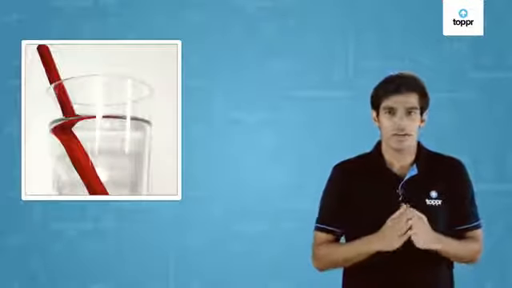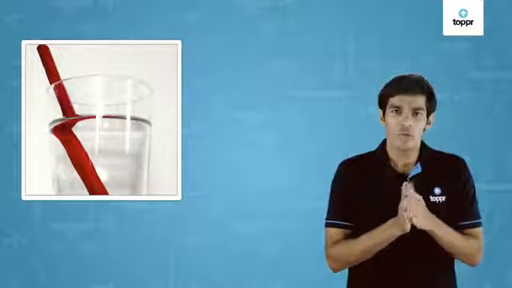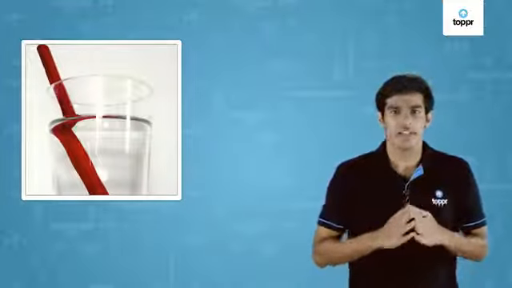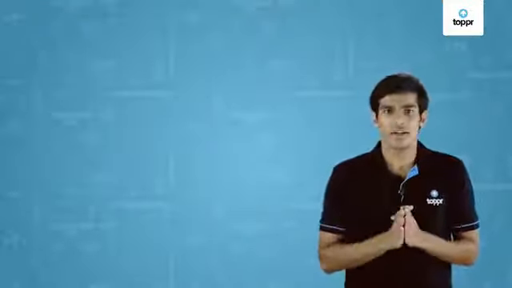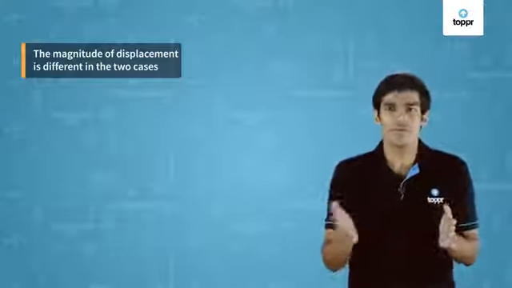Let us consider the first case of a pencil dipped in water. The part of the pencil dipped in water appears to be a bit displaced. That is, light is coming from a different direction. Now consider if I replace the water with kerosene oil. Again I see that the pencil is a bit displaced at the oil-air interface, but the magnitude of this displacement is different from that of water. Thus, the magnitude of displacement will be different as we use different media.